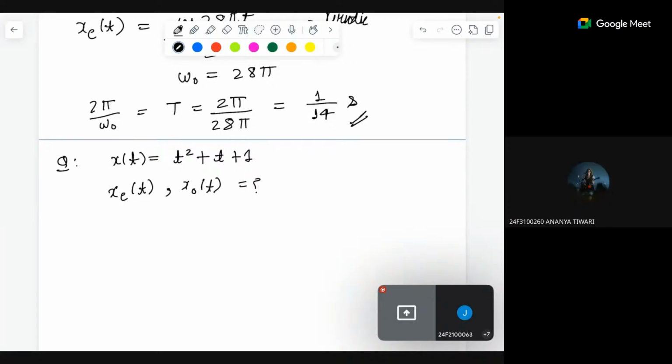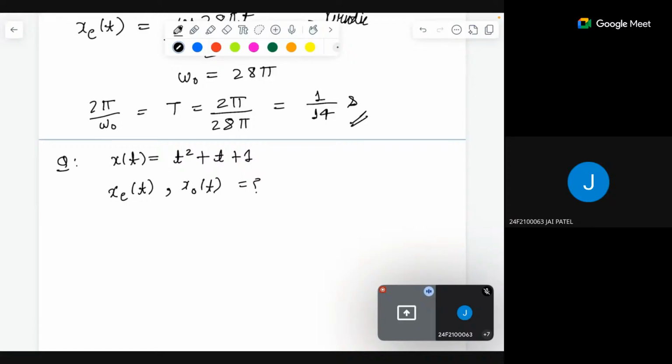Yes, Jay, ask your doubt. Ma'am, I don't have a doubt, I am telling the answer. The even part is t square plus 1. Yes, the even part is t square plus 1 and the odd part is the leftover thing, t.